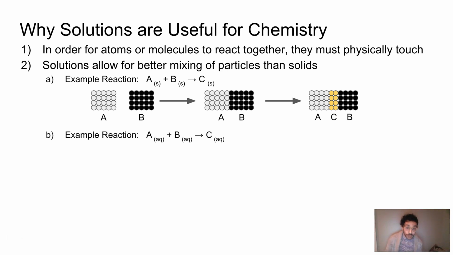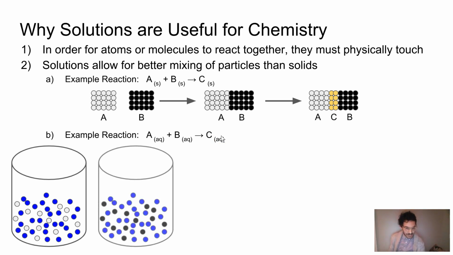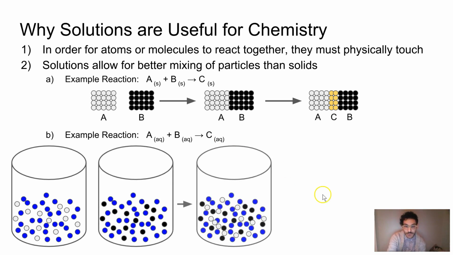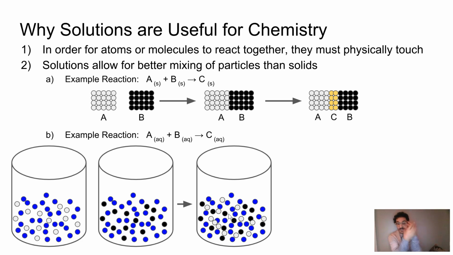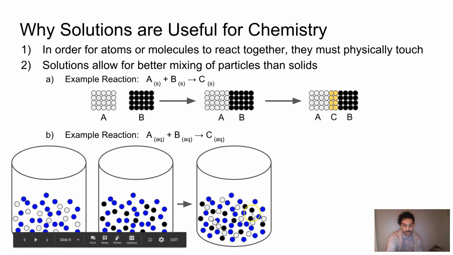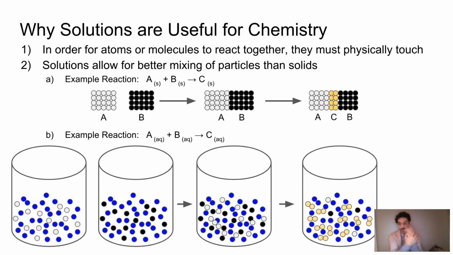But if we've got a solution, if these are aqueous, dissolved in water, then imagine A dissolved in water and B dissolved in water. If I mix those two things together, A and B are now going to swim all around in the water. The individual particles now have a lot more opportunities to interact with each other. Look at all this interaction I've shown in here. And now there are many more opportunities for the reaction to occur, because there's just a lot more interaction between the particles.